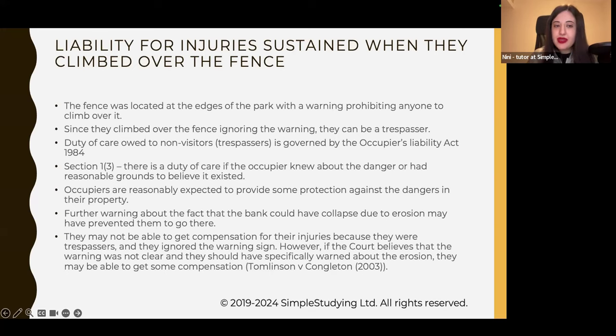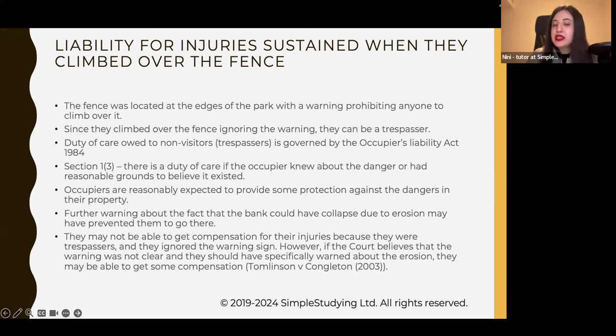Section 1(3) of the 1984 Act states that there is a duty of care if the occupier knew about the danger or had reasonable grounds to believe it existed. So the fact that they were trespassers does not mean that they are not owed a duty of care, but the scope of the duty of care is different, and you have to discuss that in detail.